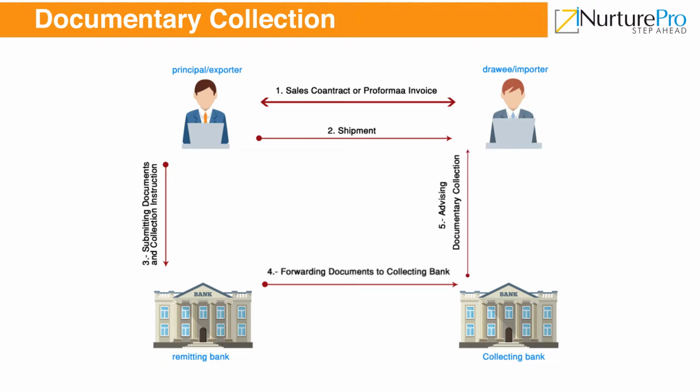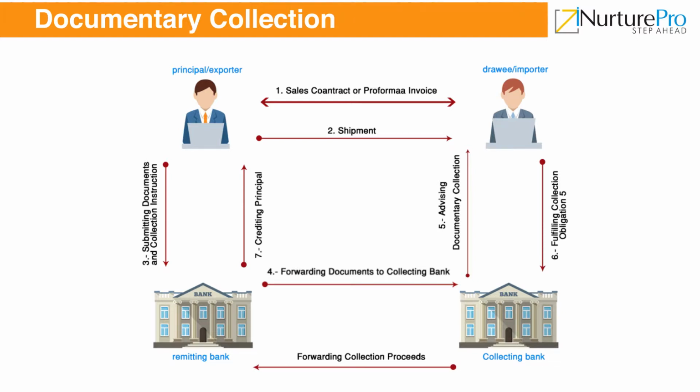The remitting bank couriers the documents to the collecting bank. The collecting bank informs the importer of the received documents and explains the terms and conditions thereof. The importer gives his consent to the stated terms and conditions of the documentary collection. The collecting bank gives the documents to the importer as per the collection instructions, either against payment or against acceptance. Based on the terms and conditions of the documentary collection, the collecting bank debits the funds from the importer's account straight away or on a further specified date and remits it to the remitting bank. The remitting bank makes the payment to the exporter.